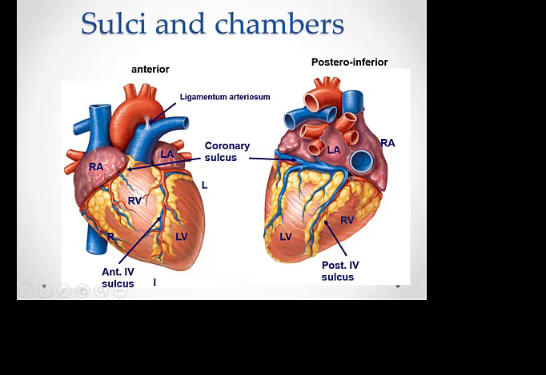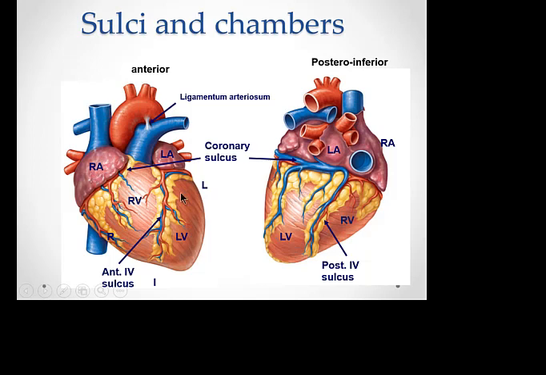sulcus. In a heart, an actual heart, whether it's a model or an actual heart, the reason we can identify these sulci is because of the presence of these blood vessels. Otherwise, they're just grooves. On a heart, you can't really make out. It's because you can see these blood vessels are lying in these sulci that we are able to actually identify them, because the heart is not colored, the atria are not colored differently from the ventricles, right?